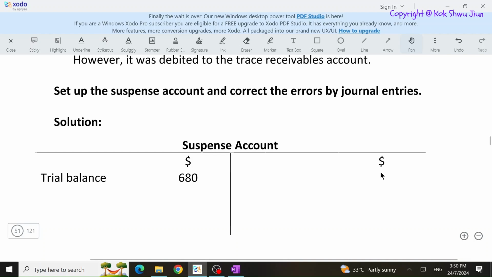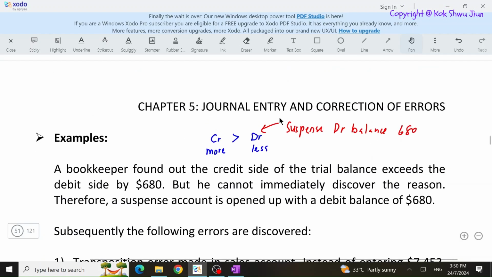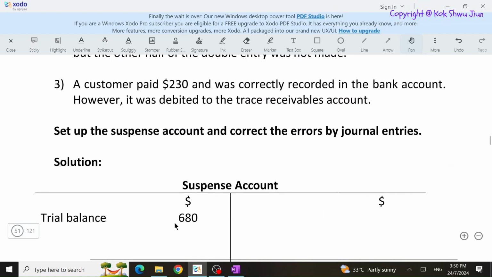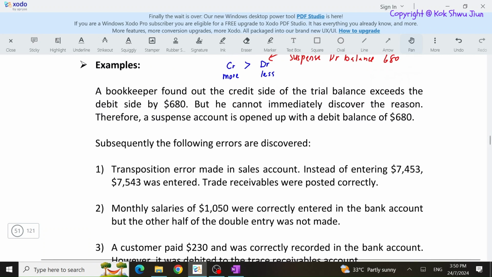Okay, it follows whichever is smaller. So now the lesser figure is debit, so your suspense account has a debit balance. Make sure you get this right in the first place. Okay, right. After you got this, then you can continue with the rest of the story.